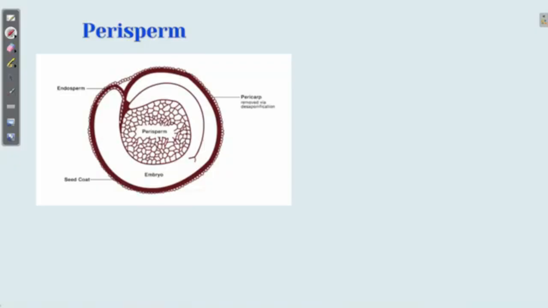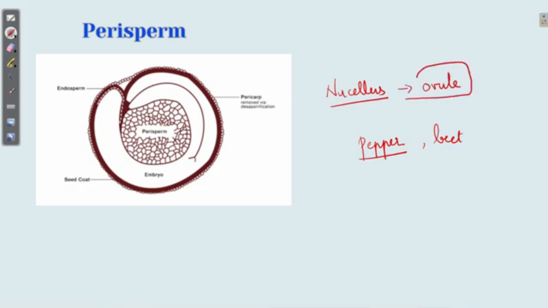Occasionally, in some seeds such as black pepper and beet, remains of nucellus is persistent. Nucellus is the tissue found inside the ovule before the development of the embryo sac. Before the development of the embryo sac, the ovule is filled with a mass of cells called nucellus. In some plants like pepper and beet, this nucellus persists and acts as nutritive tissue. So this remains of nucellus is termed as perisperm.